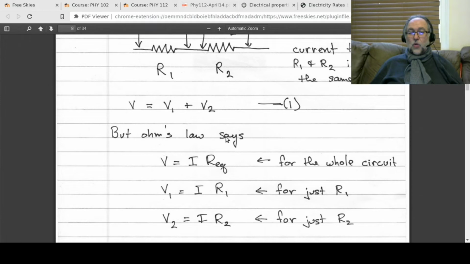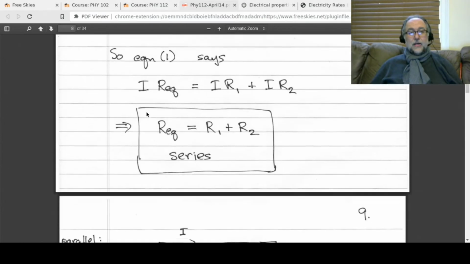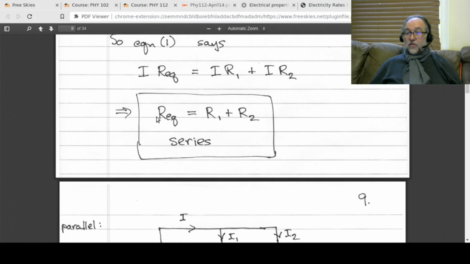We've got these three equations, and now we can take them. Notice this is V, V1 and V2, and we can plug them into equation number 1 here. When we do, we eliminate V: this was our total V, but now we write I R equivalent, and this is our V1, so we write I R1, and there's our I R2 for V2. Notice that the I's cancel out because they're the same for all of them, and ta-da! You get that the equivalent resistance is the sum of the two resistances in series. So there you go.